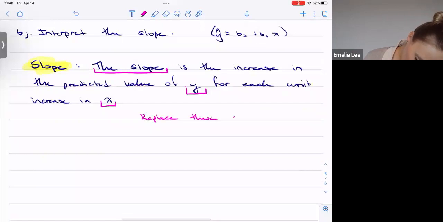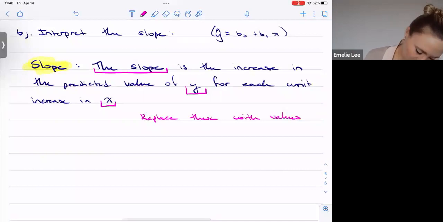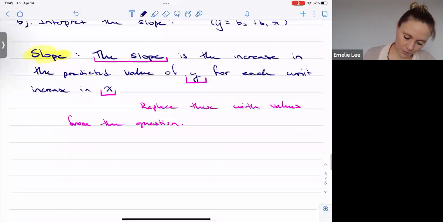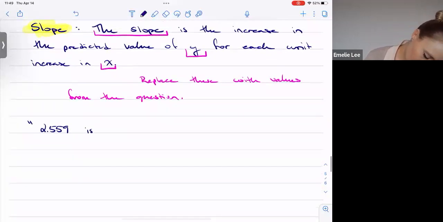Replace these with values from the question. So if you're asked to interpret the slope here, interpret the slope. 2.559 is the increase.